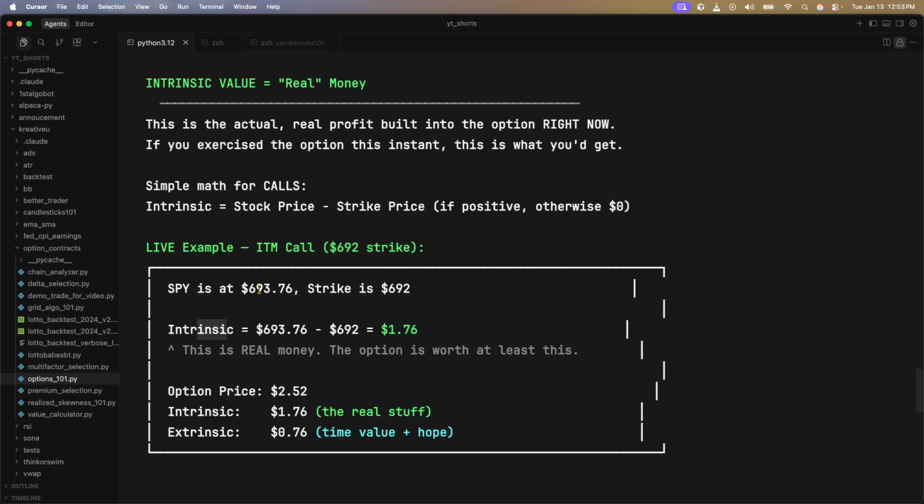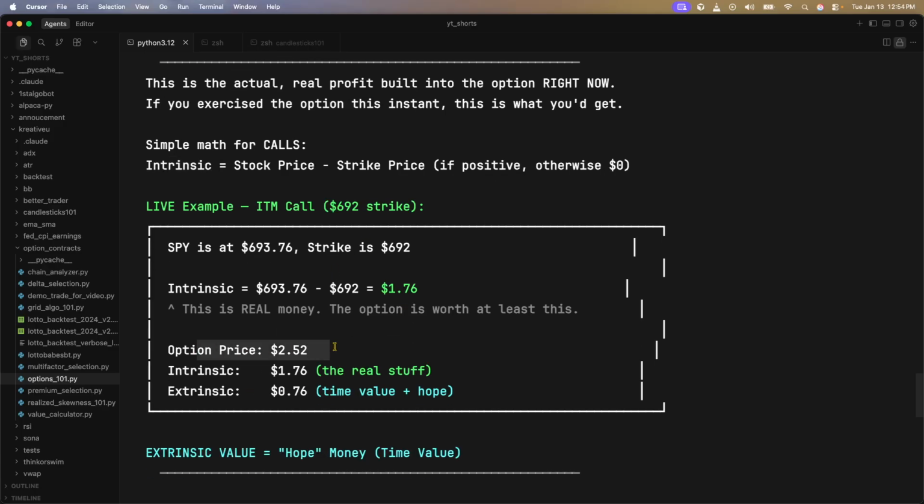So we have the current stock price, 693.76, minus the strike price, which is 692, and that gives us the intrinsic value of $1.76, right? This is instant. If you sell this contract right now, this is how much money you're going to receive if you had this particular contract. In the money contracts are damn near, if not 80 to 90%, intrinsic, if not all intrinsic, because they're already at or near the current price of SPY.